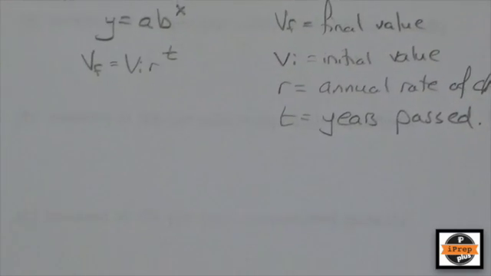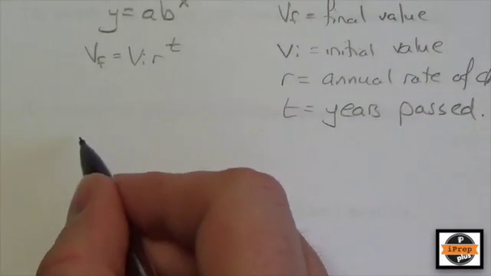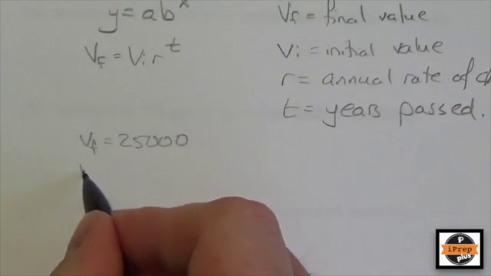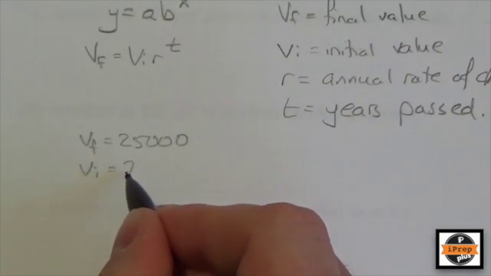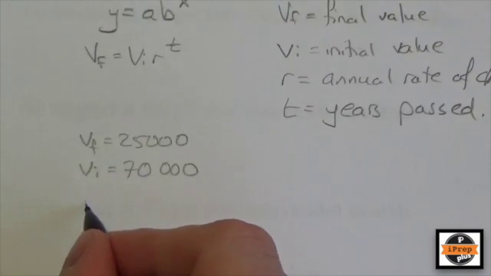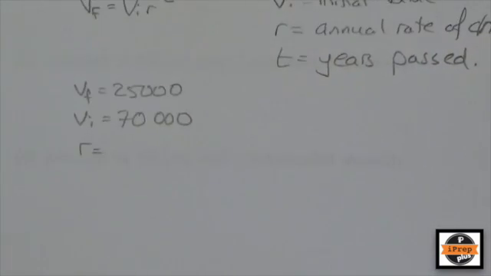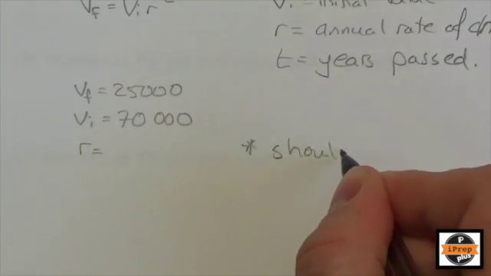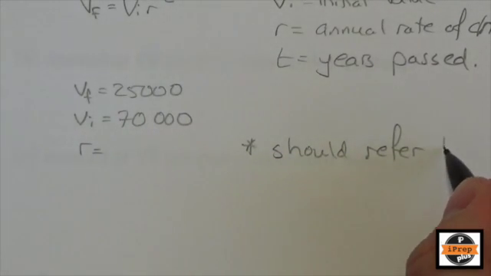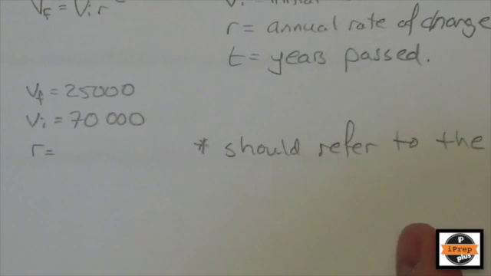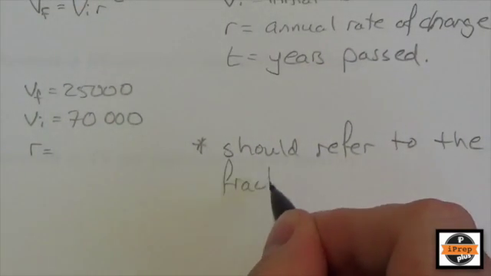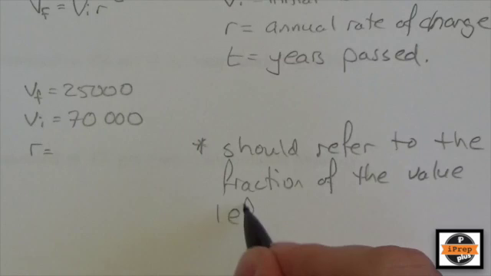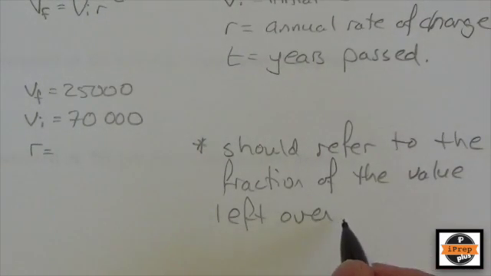Now in this particular scenario, let's talk about what we've been given. We know that our final value is supposed to be 25,000, and we know that the initial value was 70,000. Now, what's the R here? Well, here's the issue. The R should refer to the fraction of the value left over.